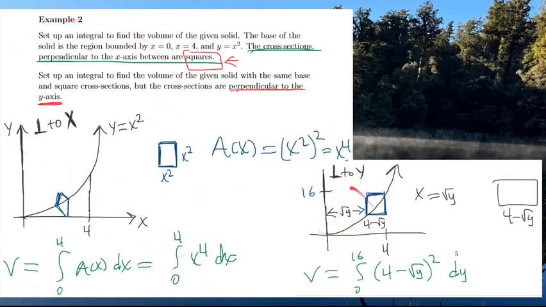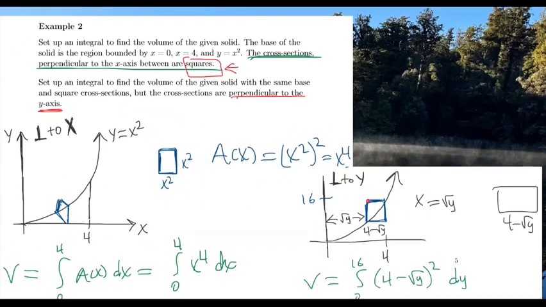Then if you're instead doing it with respect to y, it's a little bit harder. And that means this time, with respect to y, parallel to the y-axis, that means the same thing. Notice this is perpendicular to the y-axis. And you might say, how is this 16? Well, 4 squared. So 16. So you have to figure out the side lengths. And the side length actually ends up being 4 minus square root of y.